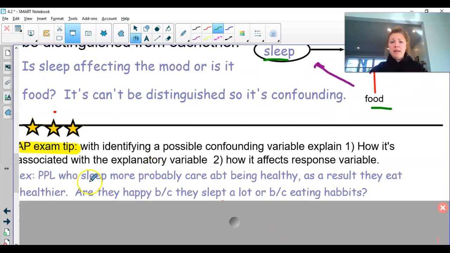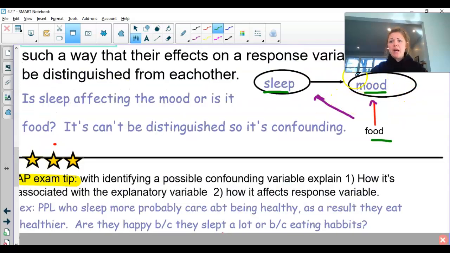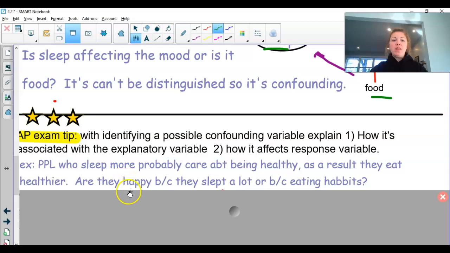Now, we tie it to there and we say, okay, so people who sleep more probably care about being healthy. As a result, they probably eat healthier. So I've just connected food to sleep. Now we don't know if the mood is because of how much they slept or because of what they ate. Are they happy because they slept a lot or because they had good eating habits? Again, number 2, how it affects the response variable. We can't tell the difference with that response variable.